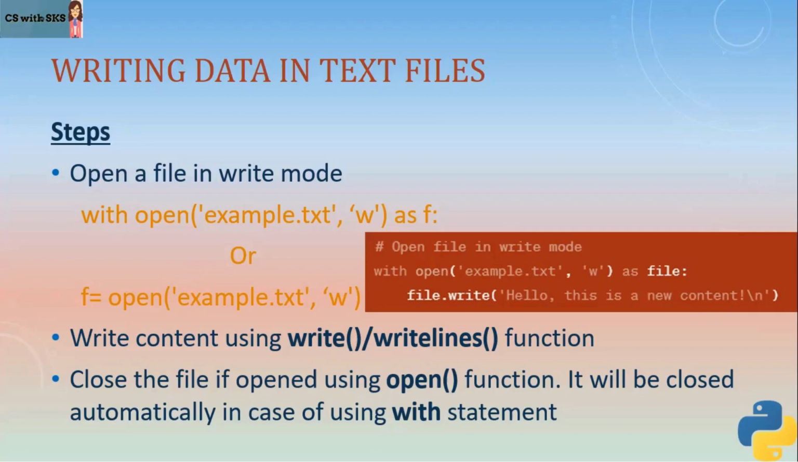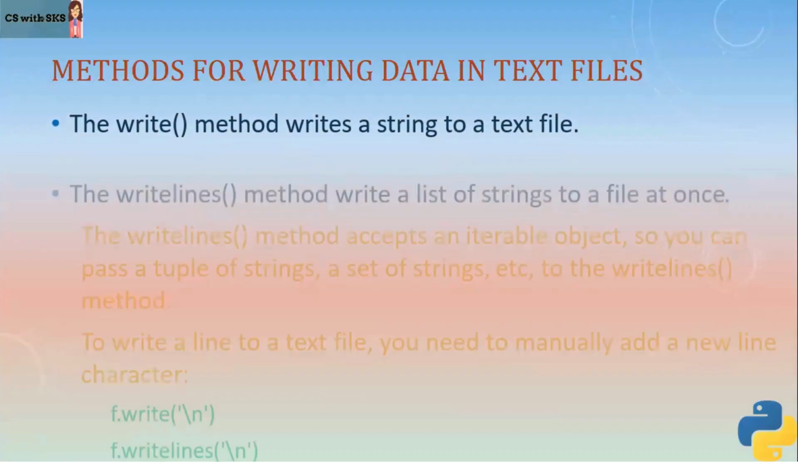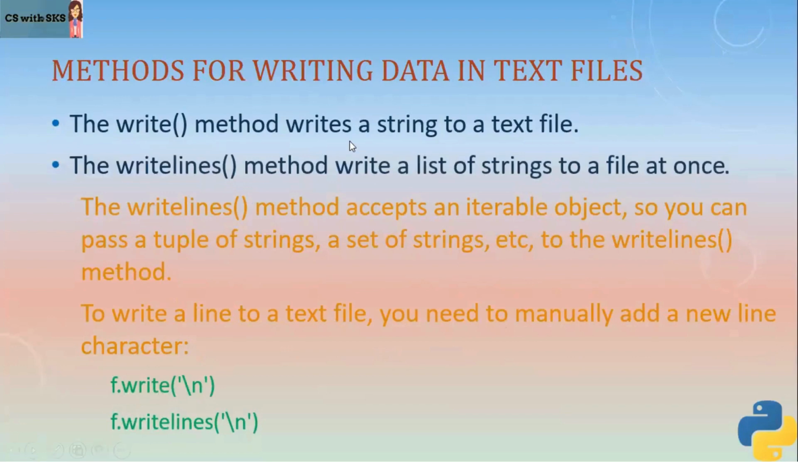Now let's see how the write and writelines methods are used. The write method writes a string to a text file. So simply you put a string inside the write function and that string will be written into the text file. And writelines writes a list of strings, so any iterable object you can write. If you have a tuple or a list with multiple strings inside, you can pass that iterable object to the writelines method, and it can be written to the text file in one go.